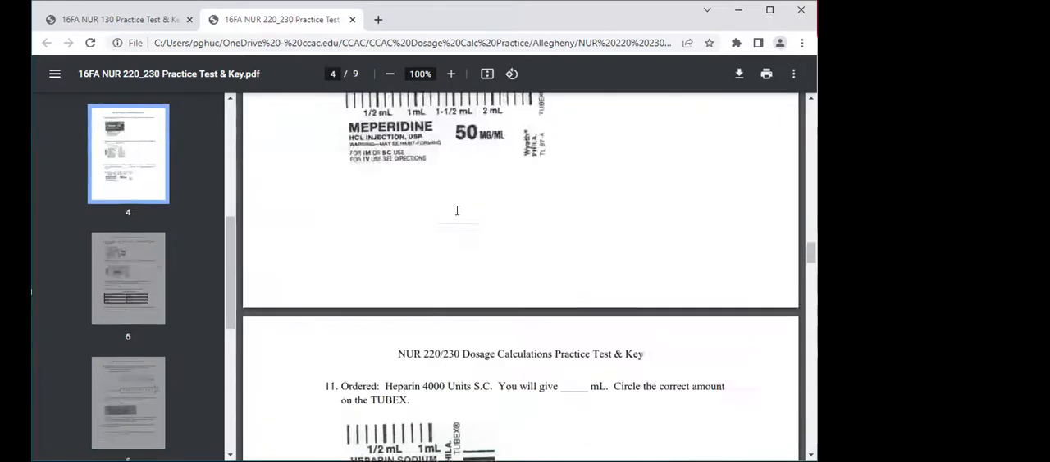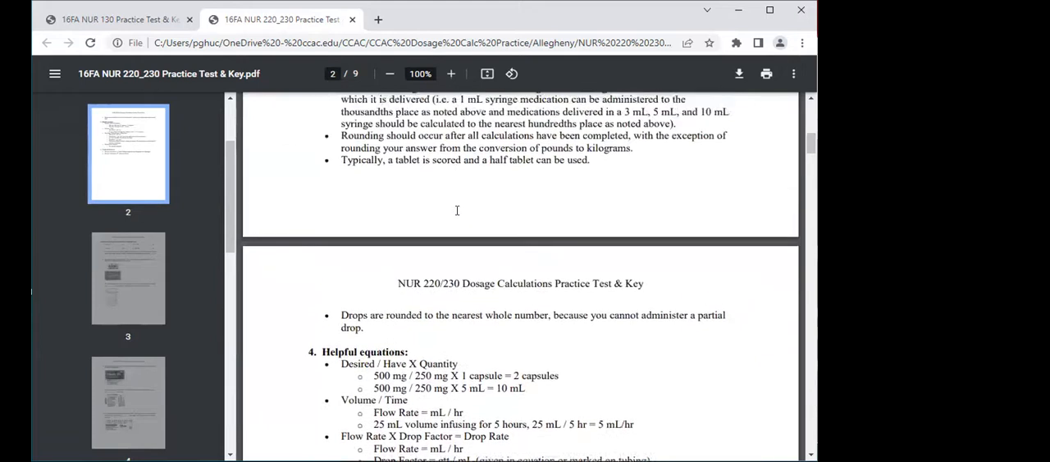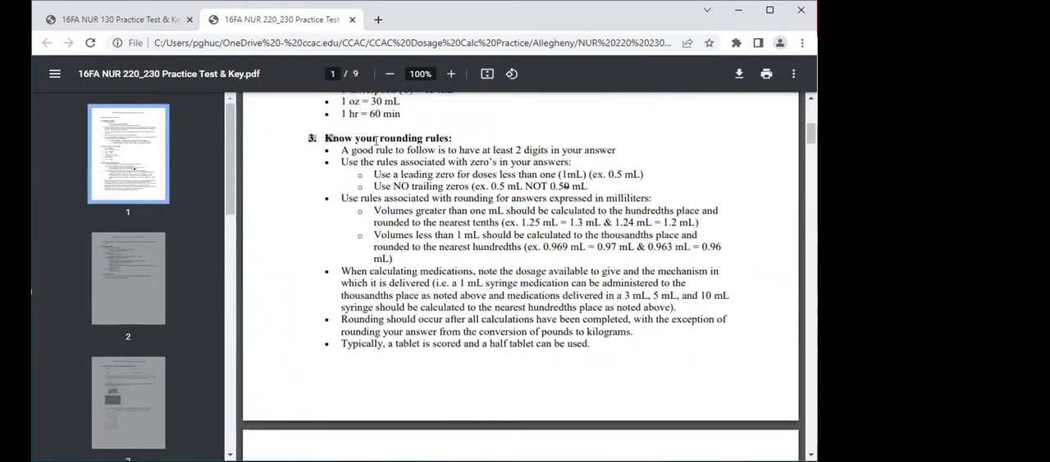If you ever need a refresher on the rounding rules, they're right here at the beginning of the packet. You should also see that in your packet. And notice that I give examples here about leading zeros and trailing zeros, volumes greater than 1, volumes less than 1.